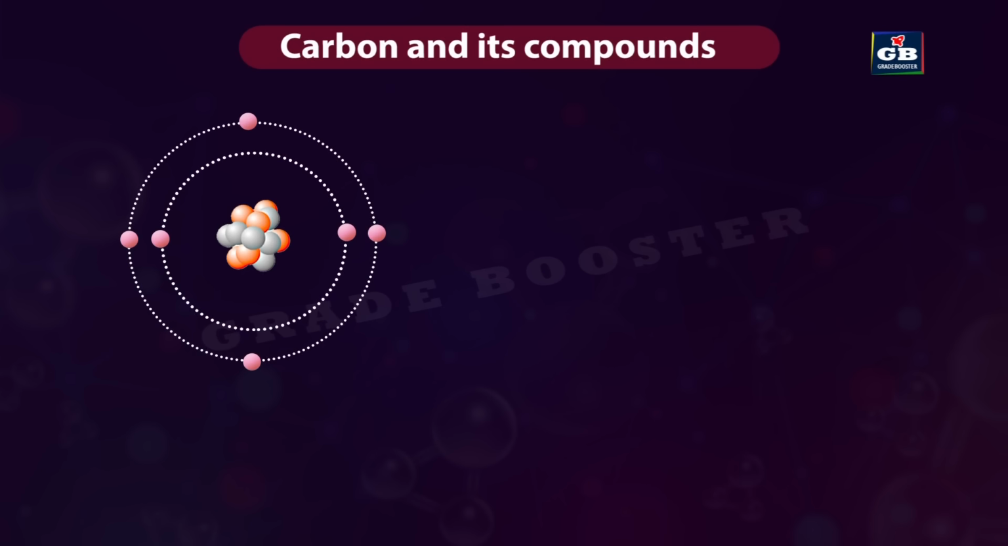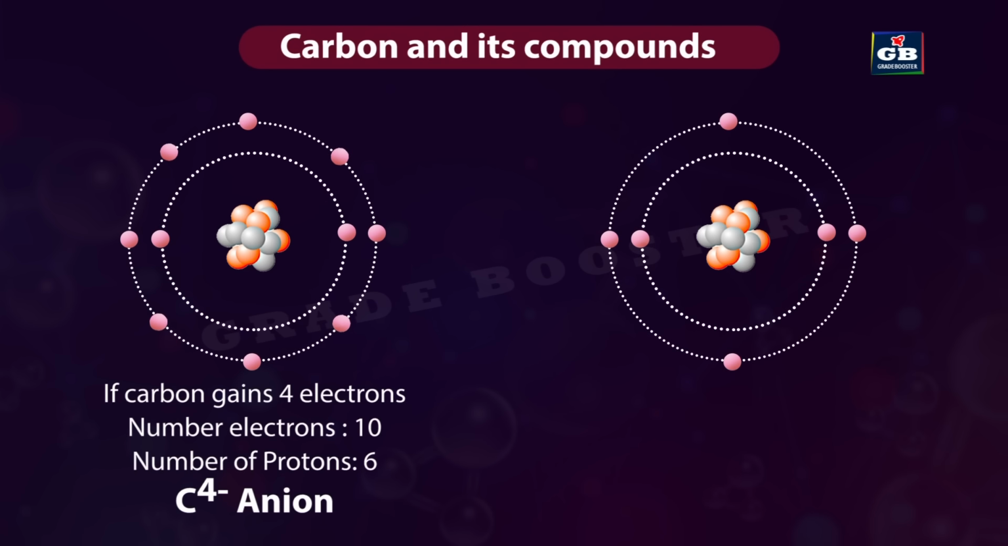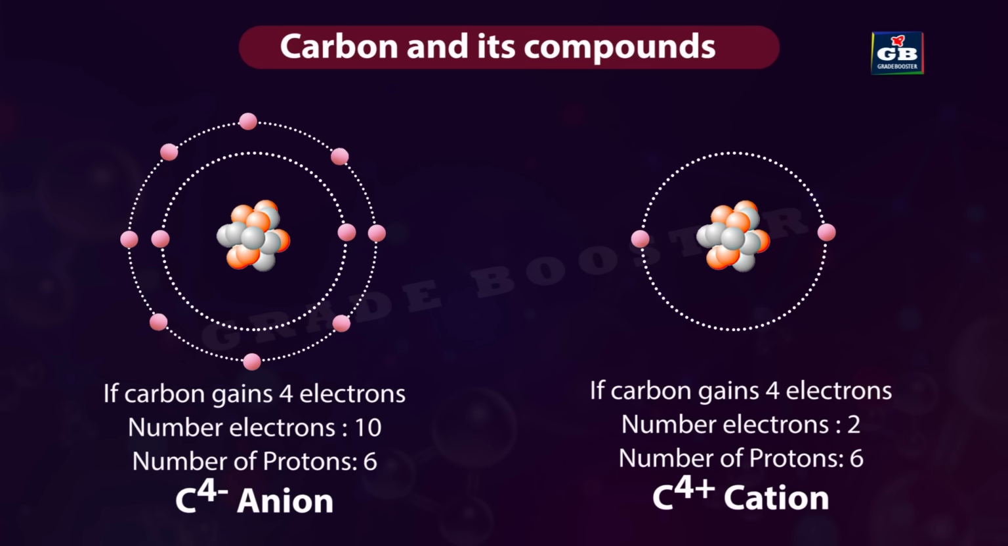Let us see why. If carbon gains 4 electrons, it would be difficult for the nucleus with 6 protons to hold on to 10 electrons. If carbon has to lose 4 electrons, it would require a large amount of energy to remove 4 electrons. It turns into a carbon cation with 6 protons in its nucleus, holding on to just 2 electrons. So, losing and gaining does not work with carbon to make bonds.